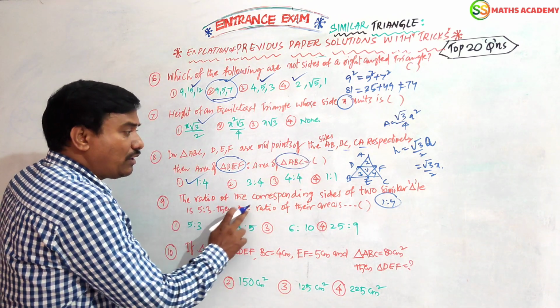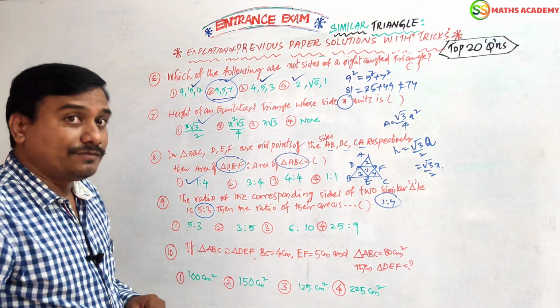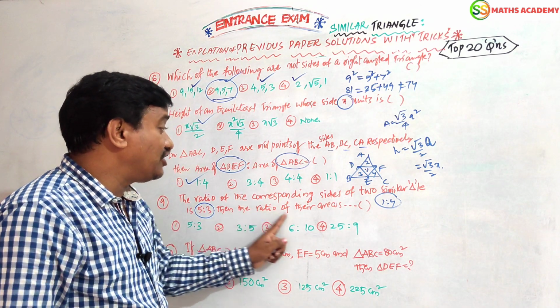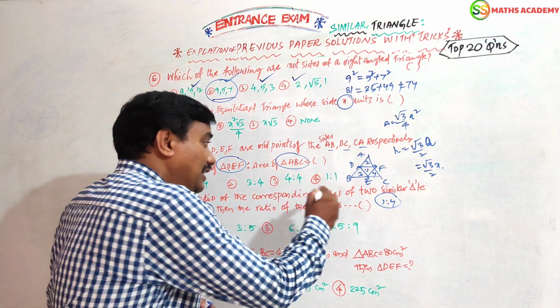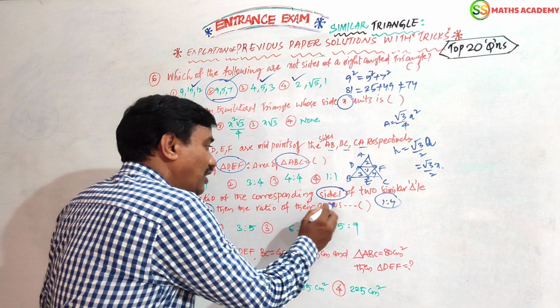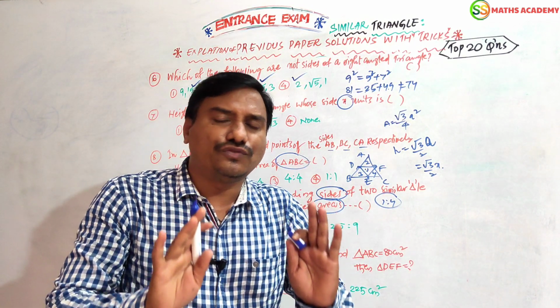Next. The ratio of the corresponding sides of similar triangles is 5:3. Very important. Then what is the ratio of their areas? We know the theorem. Here the ratio of sides is given and they are asking for areas. Sides to area, area to sides. We have one beautiful theorem.